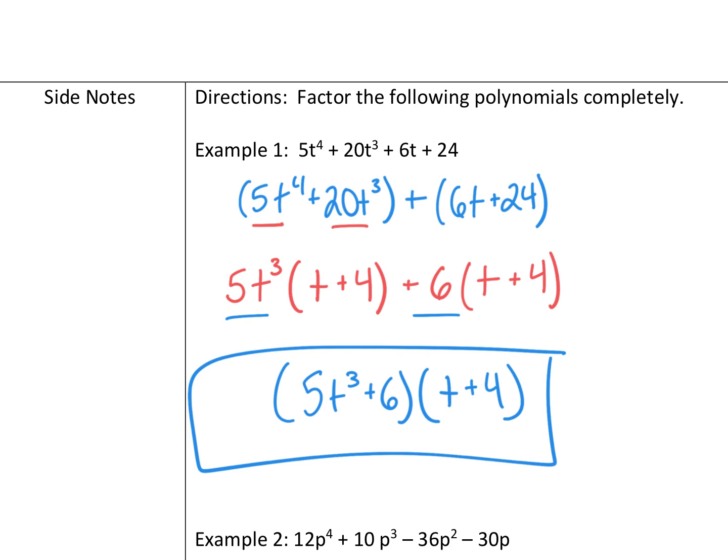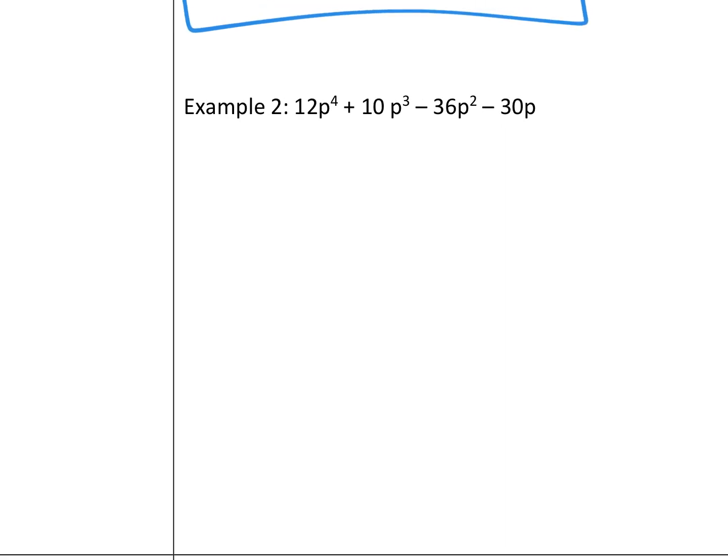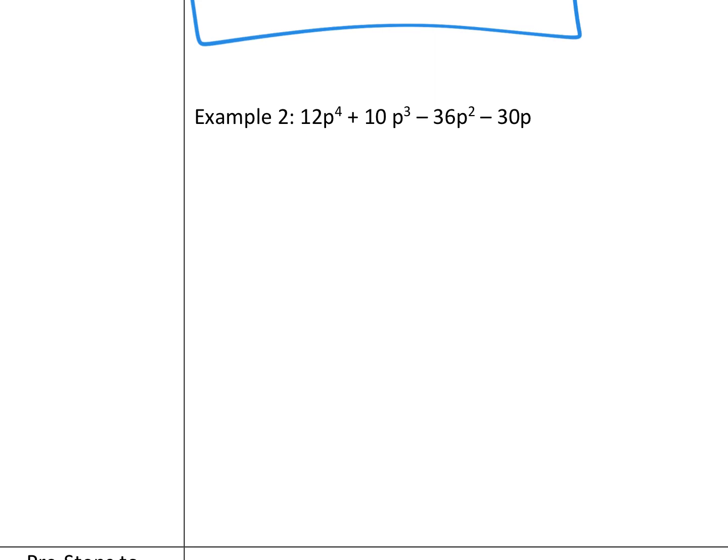Okay, I'm going to let you help me start number 2, and then I'm going to let you work through that one on your own. Okay, so let's start this together. So again, always, we check for a GCF. So if I look between 12, 10, negative 36, and negative 30, what's a number that would go into all of those? What's something I'm noticing that they all have in common? Well, the first thing that pops into my mind is that they're all even. All those numbers are even, which means that 2 is a factor, right? Okay, so we'll start with just taking out a 2.